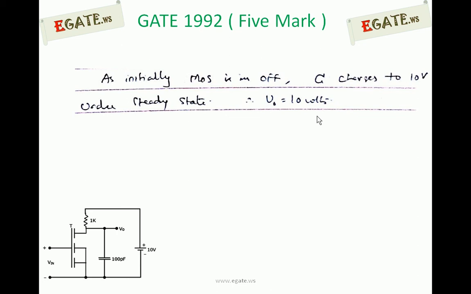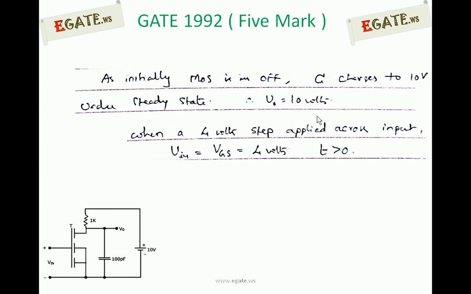At t equal to 0, a 4 volt input voltage is applied, and for t greater than 0, 4 volts is continuously applied. So the transistor comes into the on condition instantaneously. Transistor coming into the on condition instantaneously means the transistor enters the saturation region immediately, and we should consider the condition for the saturation region such that it is in the on condition.